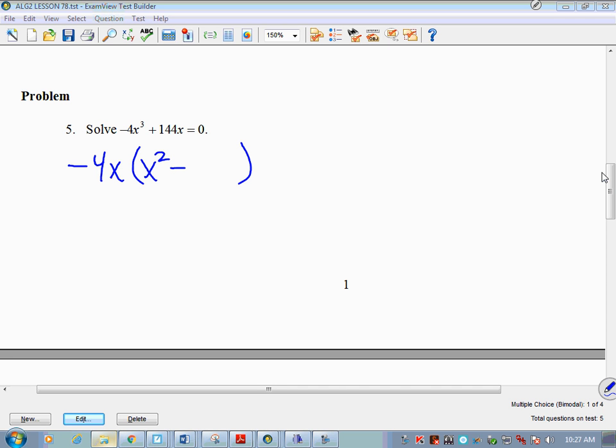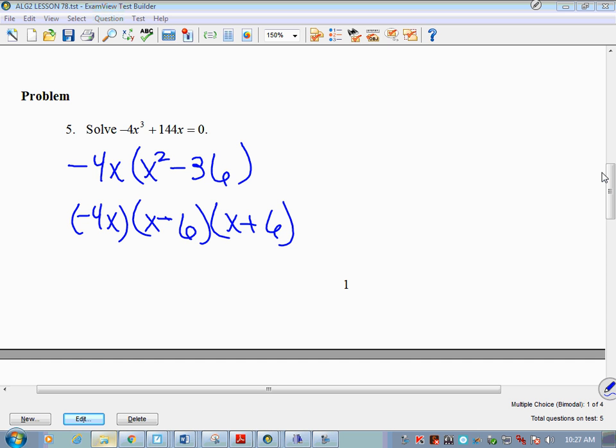Minus 36. All right, now that looks like something that is similar to what we've been working with, right? What can I do with x squared minus 36? What's that going to be? X minus 6, x plus 6. And I still have negative 4x out here, right? So what is this going to represent? X equals 0. Good. And this one? 6. And this one? Negative 6. And because it was x cubed, how many answers should I get? 3. And we got them all, right? Okay. So as far as I'm concerned, we can stop there.